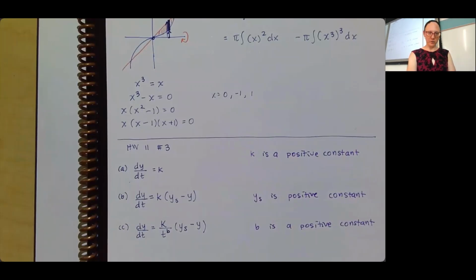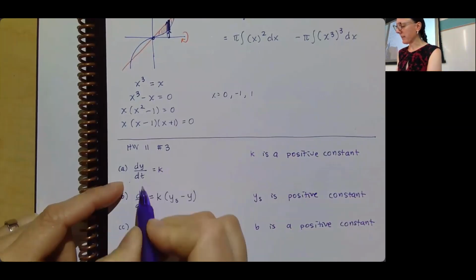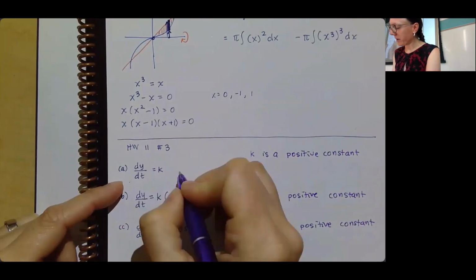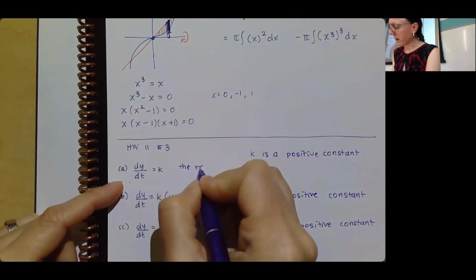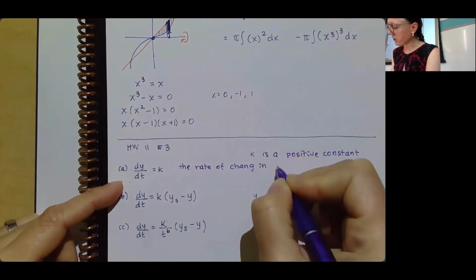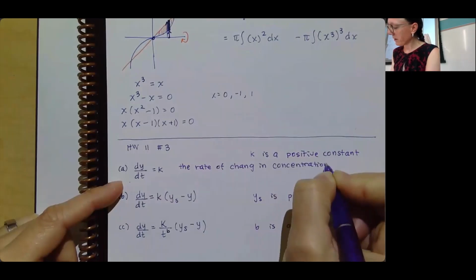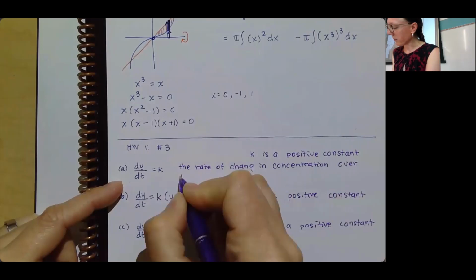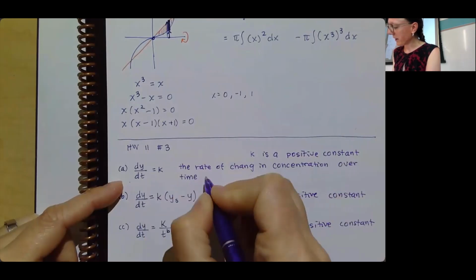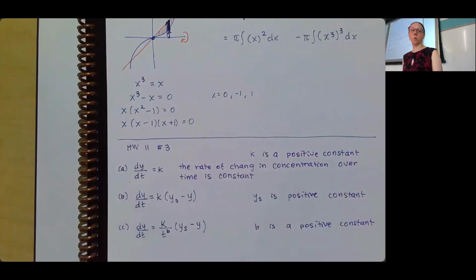Got another question in the chat. So there was a request to actually write down the words I said for A. So if I were writing this, we would say that the rate of change in concentration over time is constant. Or I could say equal to a constant.